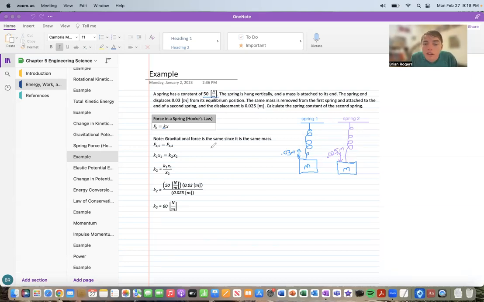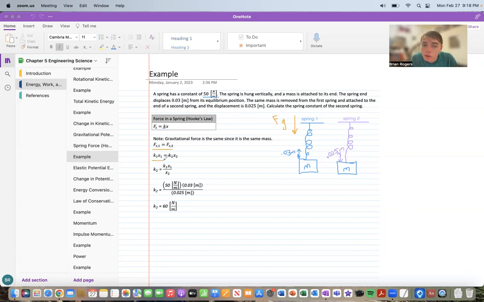Since we're looking at these two springs, they have the same amount of force. Why is that? Because there's only one force acting on both these systems, and that's the gravitational force. Gravity is pushing down, so the force of gravity on spring 1 equals the force on spring 2, because it's the same force applied to both systems. That's why we can write the force on spring 1 is equal to the force on spring 2.